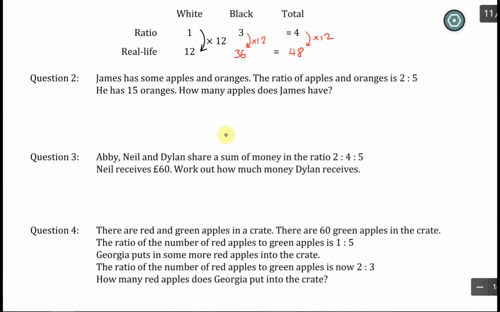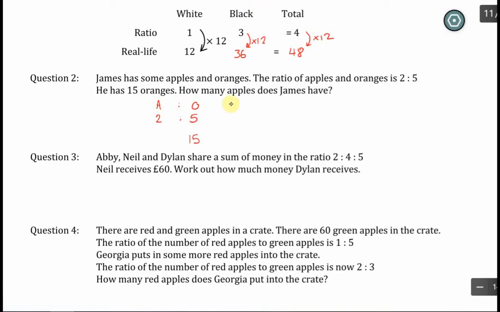In question 2, James has some apples and oranges. The ratio of apples and oranges is 2 to 5. So apples to oranges, 2 to 5. He has 15 oranges. So this time it's not the total, which we're told, it's the number of oranges. So I'm going to write down 15 underneath the number of oranges.